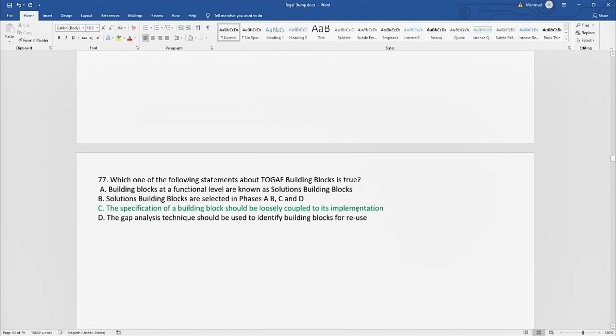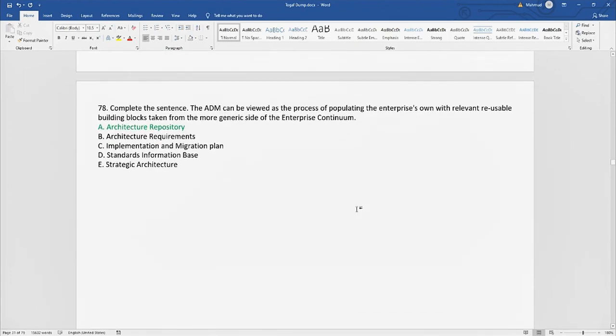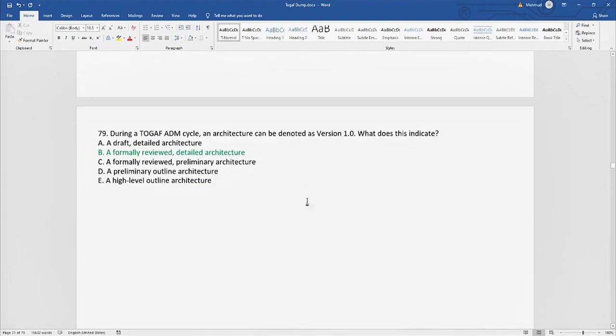Which one of the following statements about TOGAF building blocks is true? The specification of a building block should be loosely coupled to its implementation. 78. Complete the sentence. The TOGAF ADM can be viewed as the process of populating the enterprise's own architecture repository with relevant reusable building blocks taken from the more generic side of the Enterprise Continuum.